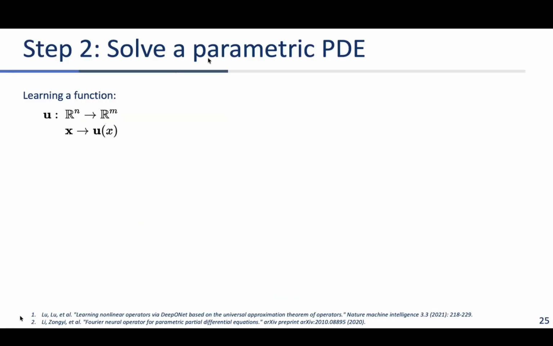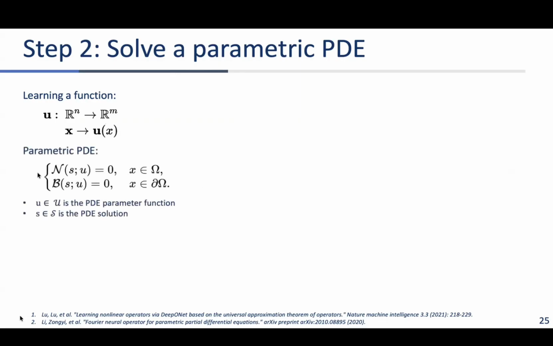But if we want to solve a parametric PDE, let's say we have such a standard problem setup, here we use N to denote the linear or nonlinear differential operator, and we use B to denote the boundary operator. Compared to the single PDE system, we use U to denote the input PDE parameter function, and S to denote the corresponding PDE solution. Then if we want to solve this system, essentially we are learning the solution operator from the input parameter U to the corresponding solution S over the function spaces.